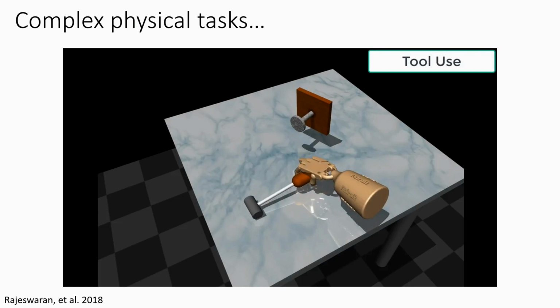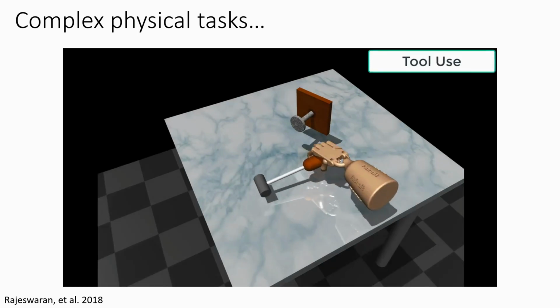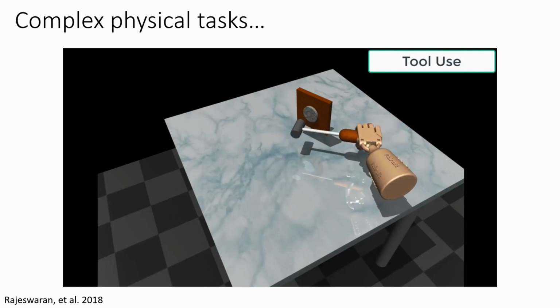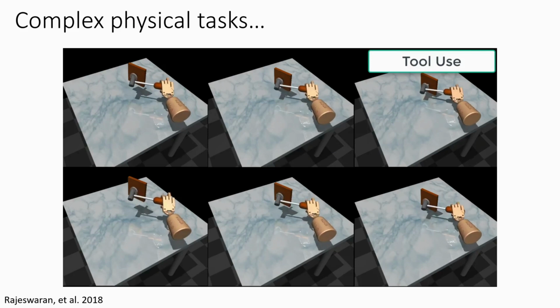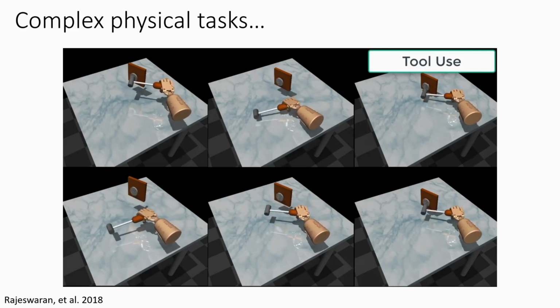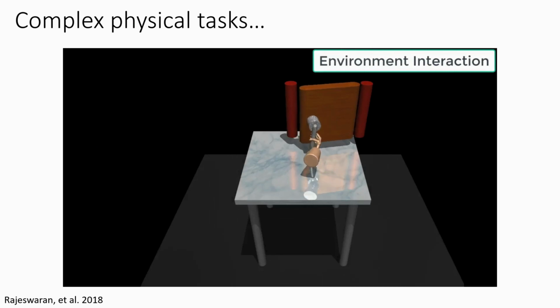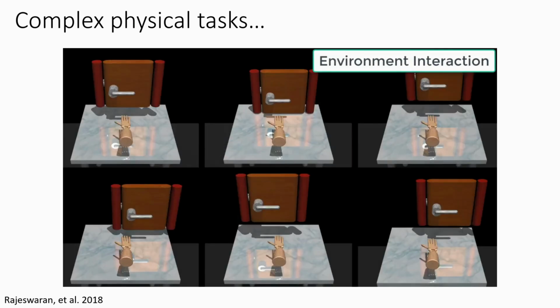You could, for example, imagine some physically complex tasks that you could solve with deep RL. This is an example from about a year and a half ago at this point. So this is a simulated robotic hand that learned a wide variety of behaviors, trained end-to-end with deep RL. So it could pick up a hammer and hammer in a nail, open a door, things like that, while controlling all the fingers on the hand.